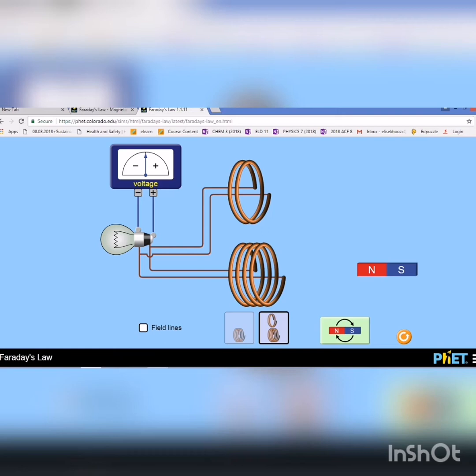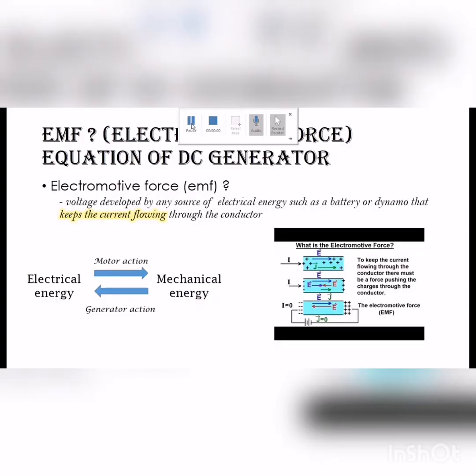Let's change the pole of the magnet. The voltmeter needle deflects to the positive side with the south pole entering first, then it deflects to the negative side. These two situations can be explained using Lenz's law.